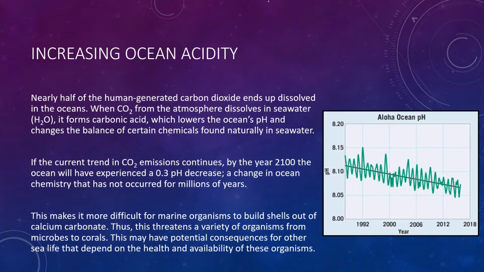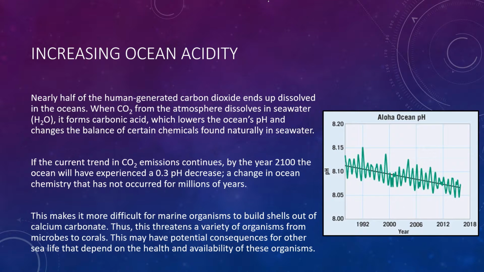The human-induced increase in the amount of carbon dioxide in the atmosphere also has some serious implications for ocean chemistry and marine life. Nearly half of the human-generated carbon dioxide ends up dissolved in the oceans. When carbon dioxide from the atmosphere dissolves in seawater, it forms carbonic acid, H2CO3. This lowers the ocean's pH and changes the balance of certain chemicals found naturally in seawater. In fact, the oceans have already absorbed enough carbon dioxide for surface waters to have experienced a decrease in pH of 0.1 since pre-industrial times, which means that the seawater is becoming more acidic.